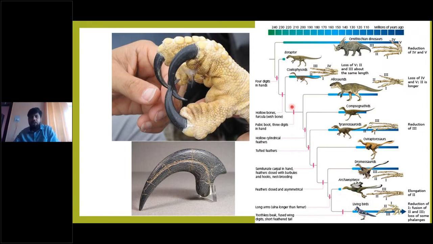But these troodontids were very closely related to birds. Even in modern birds, you can see the talons and the scales. This is a claw of an eagle. This is not a foot of a non-avian dinosaur. It is a foot of an eagle. You can still see the reptile-like scales and the large talon, which is closely related to the claw of a raptor.